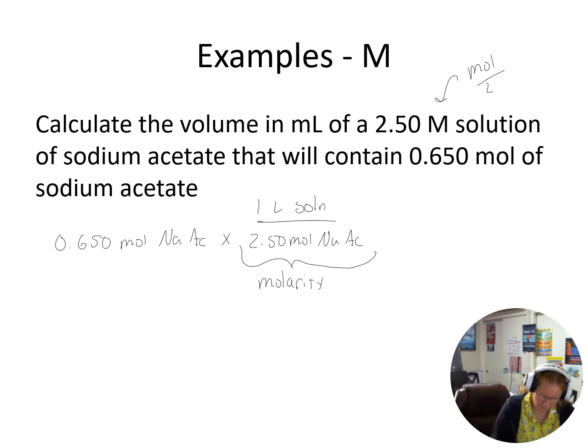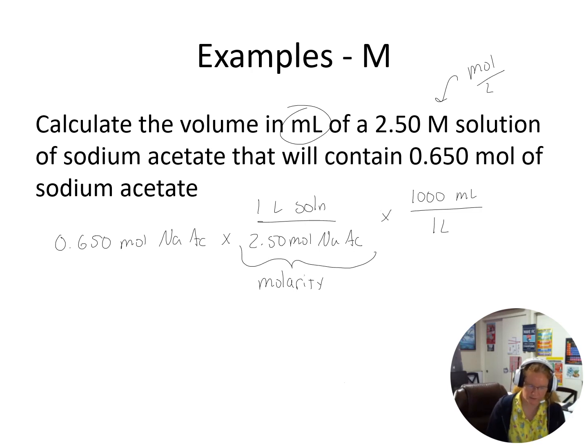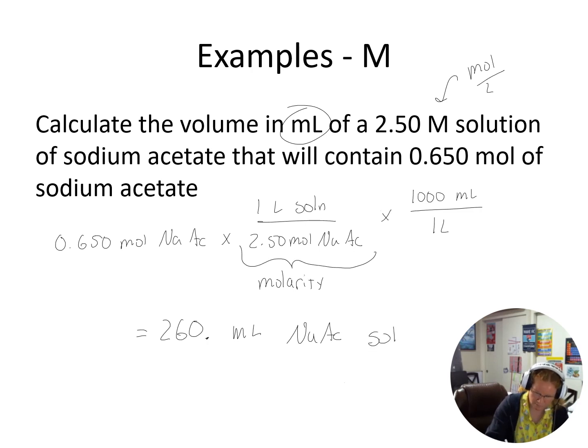Okay? Now, this asks for volume in milliliters. If I were to stop here, I would end up in liters. So then I have to do 1,000 milliliters in 1 liter. And I will get 260 milliliters of my sodium acetate solution. Okay?